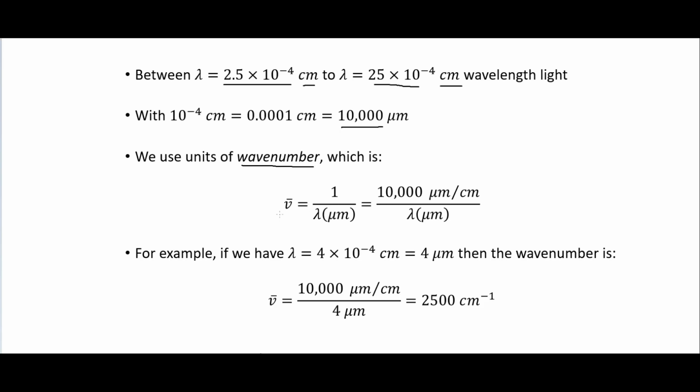So we have the nu with a line over it, and we just use this conversion factor and put our micrometers in the denominator. That's how we can get the wave number. For instance, if we have a wavelength that's 4 times 10 to the negative 4 centimeters, which is 4 micrometers, that corresponds to about 2,500 wave numbers.